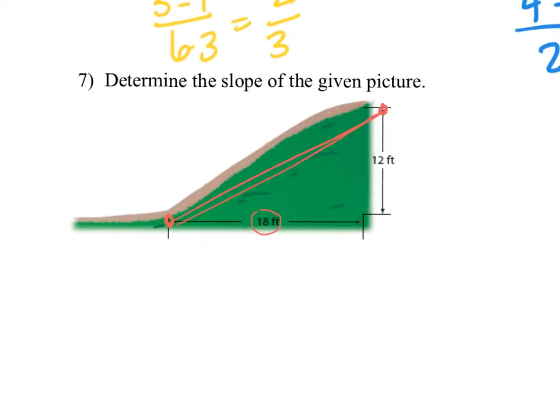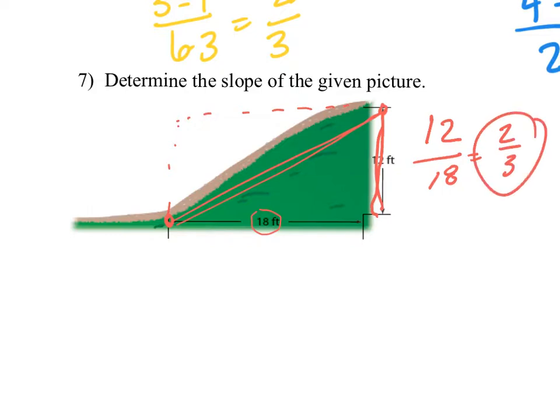We said, I can determine the length of the side. Let me think. Okay. So really, technically, what are we doing? What are we rising here? 12, and we ran 18. So technically, we would rise 12 and run 18. So your rise would be 12, your run would be 18. If I reduce that, it would be 2/3. So that would be my slope there.